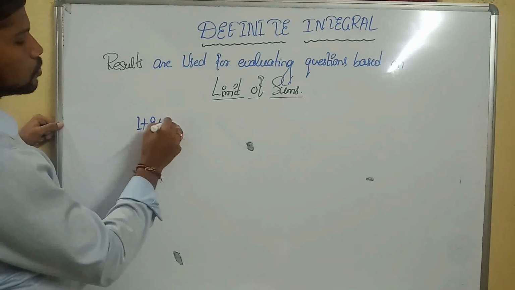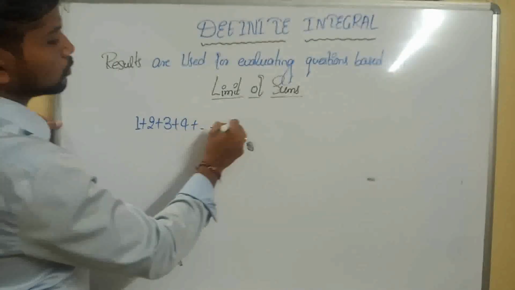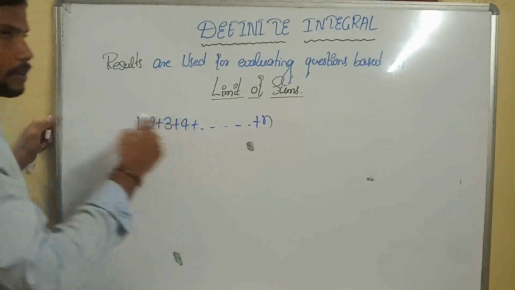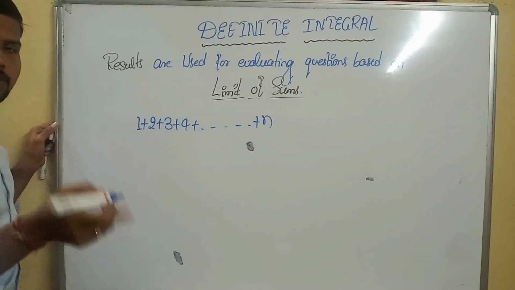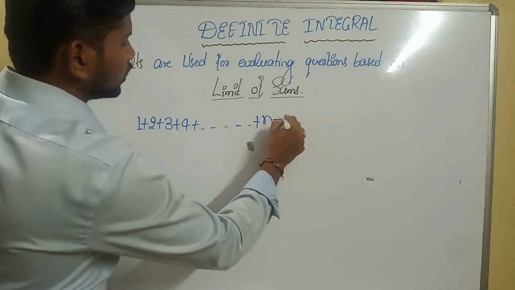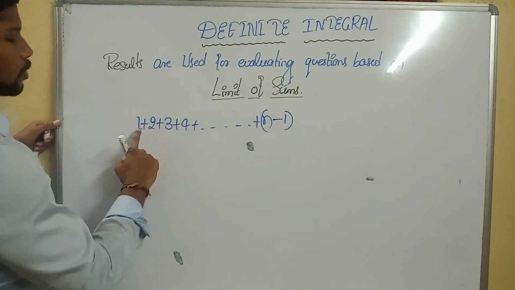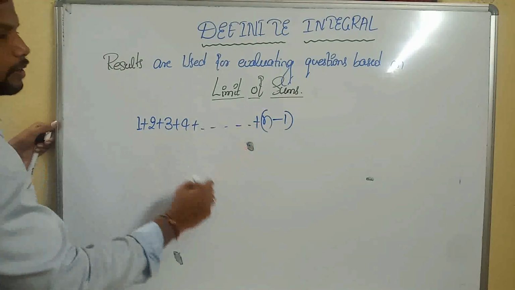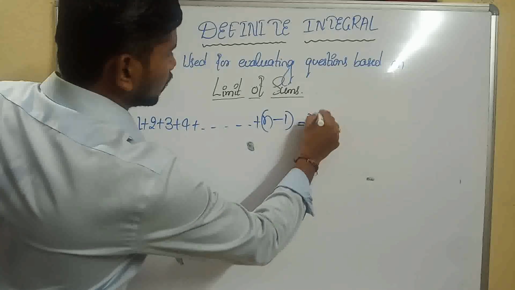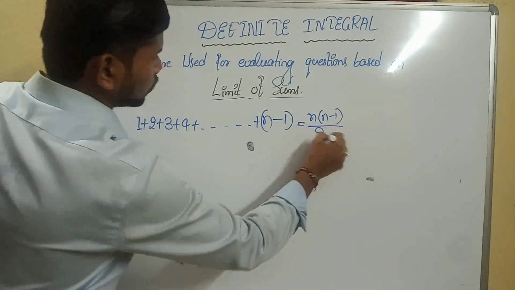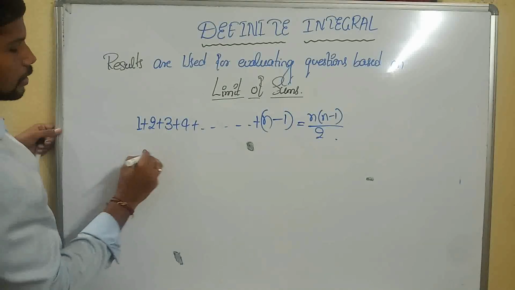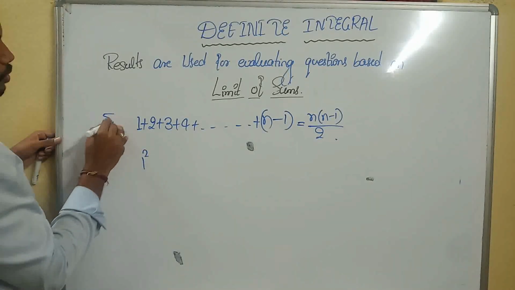What is 1 plus 2 plus 3 plus 4 plus so on up to n? The sum of n terms is n(n+1)/2, and I require it up to n minus 1. So 1 plus 2 plus 3 plus so on up to n minus 1 will be n(n−1)/2. Got it?